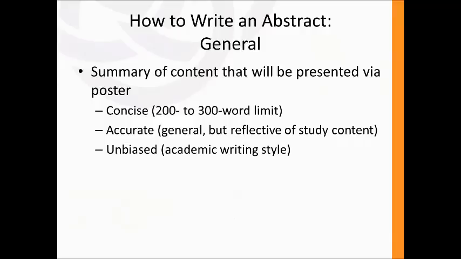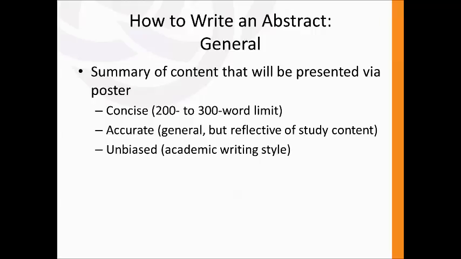So generally speaking, an abstract is a summary of the content that you're going to present at the conference. For example, at the GRF, it's going to be a poster session. That's not always the case. It could be a 15-minute talk that you give as part of a session, an hour-long session. It could be a different form that is unique to a specific conference, but generally speaking, the point of the abstract is, again, to summarize what you're going to be presenting.